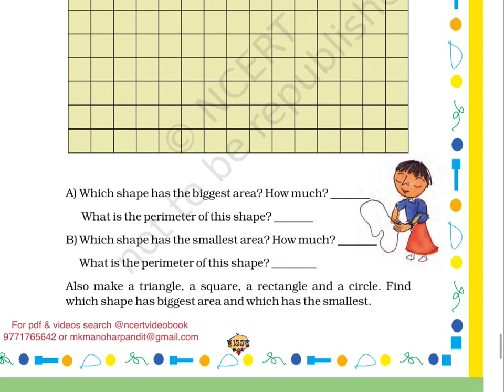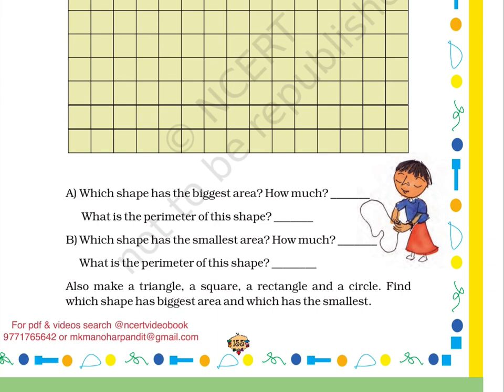How much? Dash. What is the perimeter of this shape? Dash. B. Which shape has the smallest area? How much? Dash. What is the perimeter of this shape?